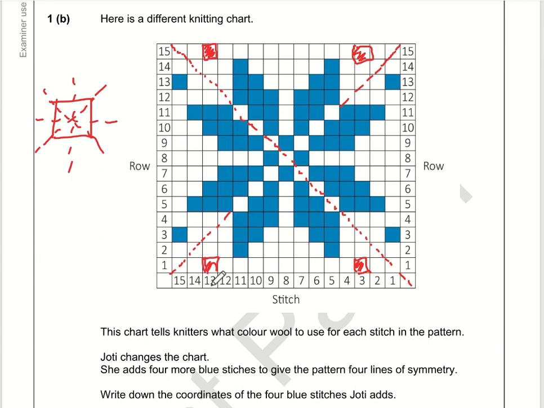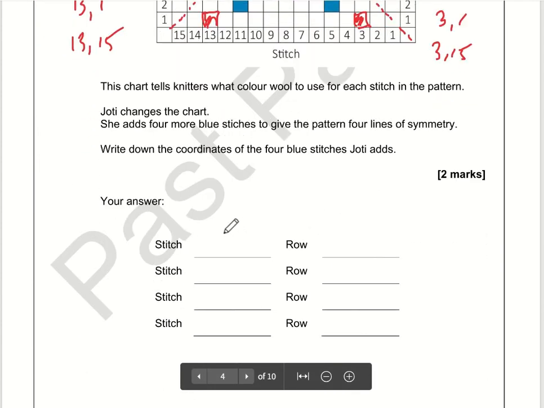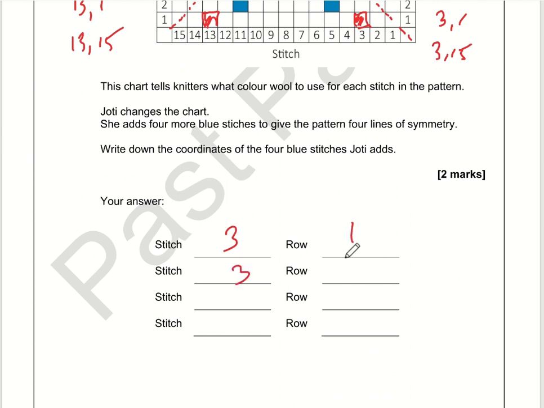So what we have is 13, 1, 13, 15, 3, 1. Remember, do the rows and then the horizontal and then the vertical. So this is 3, 1, and then this is 3, 15. So there we have the 4 coordinates of the blue stitches. So it was 3, 1, 3, 15, 13, 1, and 13, 15.